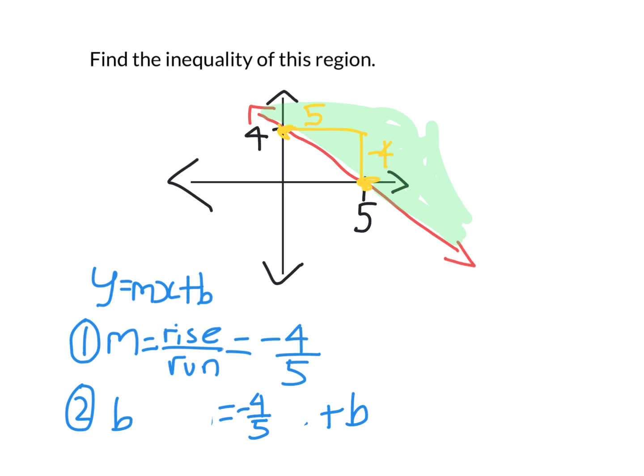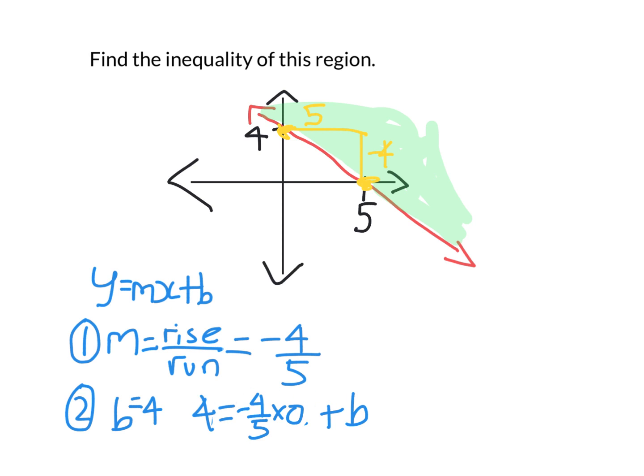x equals 0, y equals 4. So here, the y-intercept, believe it or not, is 4. 4 equals 0 plus b. b is equal to 4. Now, that was obvious here that the y-intercept was 4. I just wanted to show you the process for finding b if you don't know it.